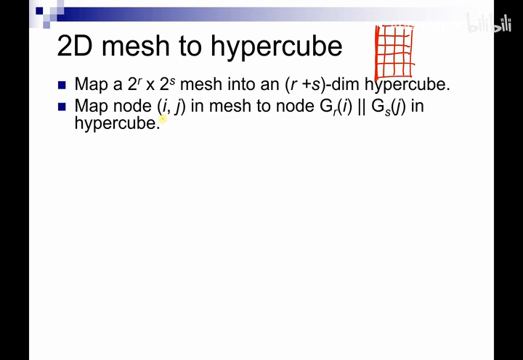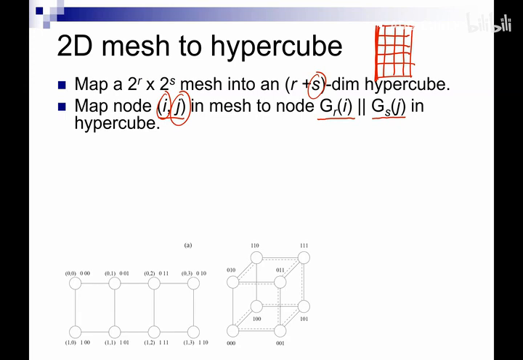In particular, if you have a node in the mesh given by (i, j), so it's in the ith row and jth column, then you want to map the first part into basically an r-dimensional sub-hypercube out of this entire large hypercube. The way you can do that is you take i and apply the r-digit gray code on i. Then you take the second coordinate and map it into the second sub-hypercube of the overall hypercube, using the s-digit gray code on j.